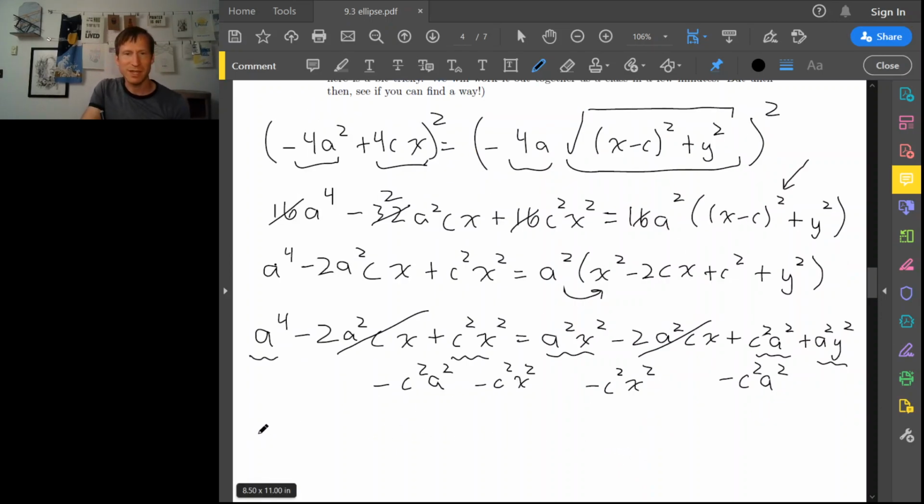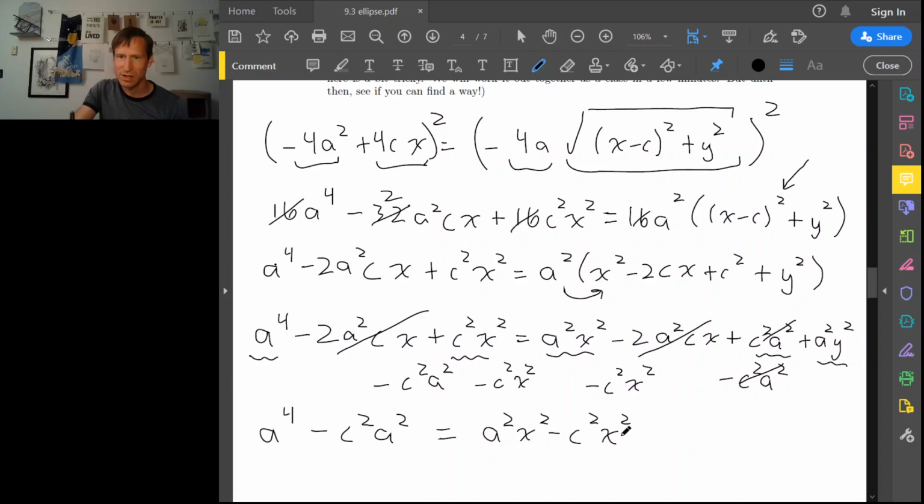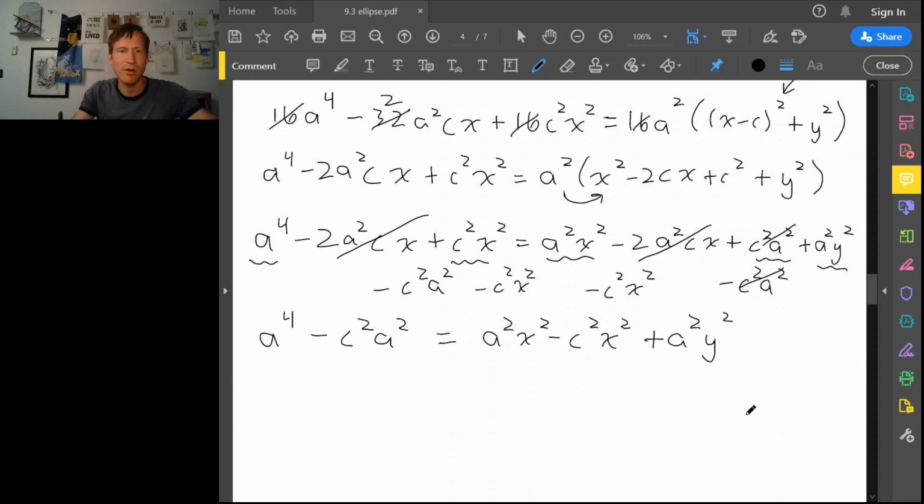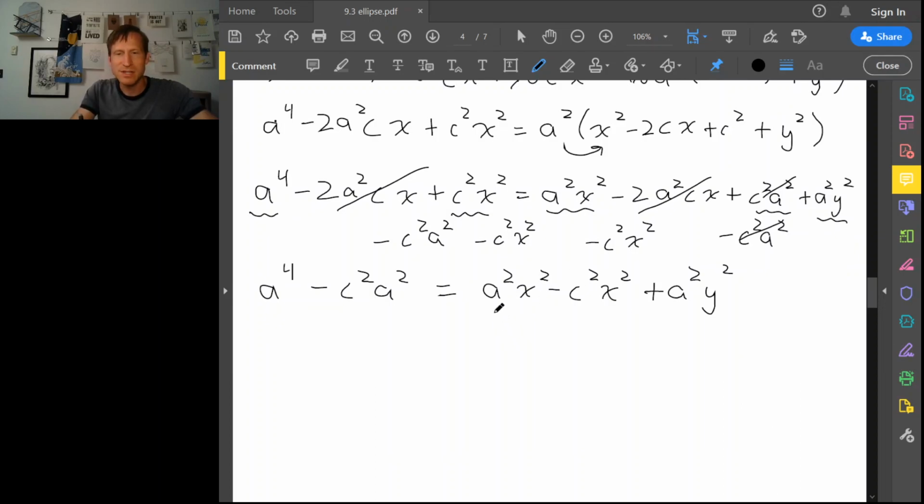When we do that, we get a to the fourth minus c squared a squared equals, and on the right-hand side, a squared x squared minus c squared x squared. So this part canceled. So plus a squared y squared. All right. Now, I see that there's a common factor of x squared here, so I kind of want to factor those out. And also I see there's a common factor of a squared here, so let's also factor that out.